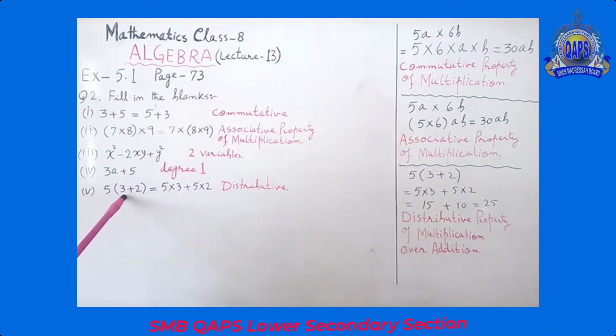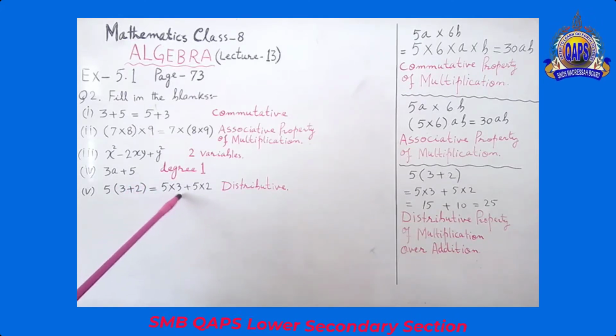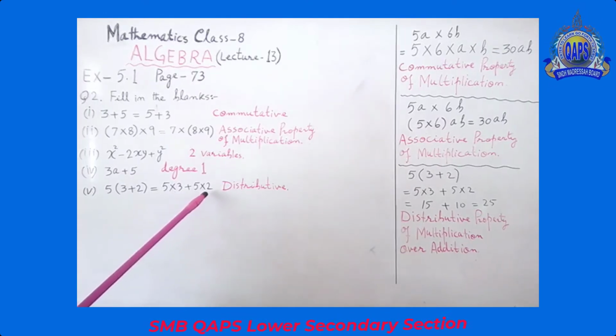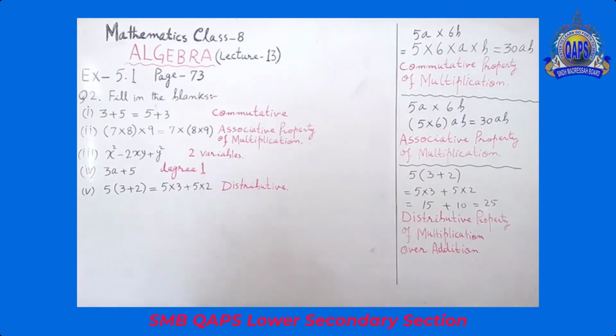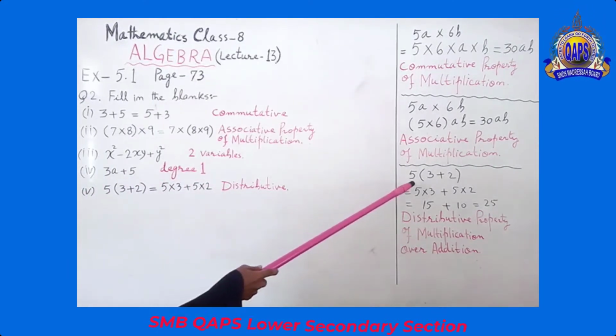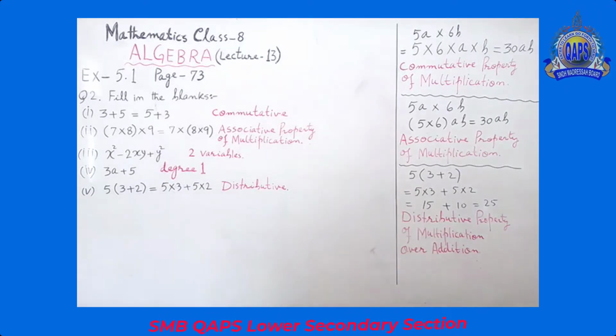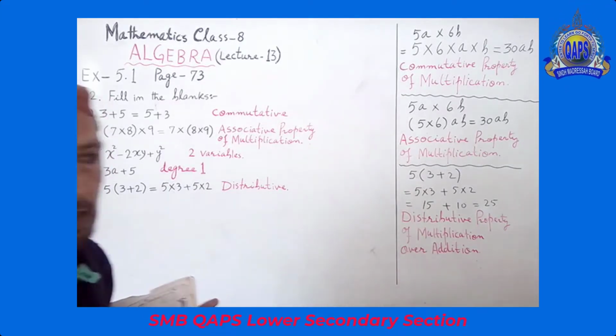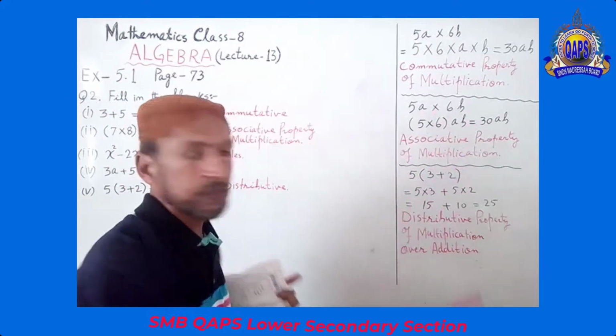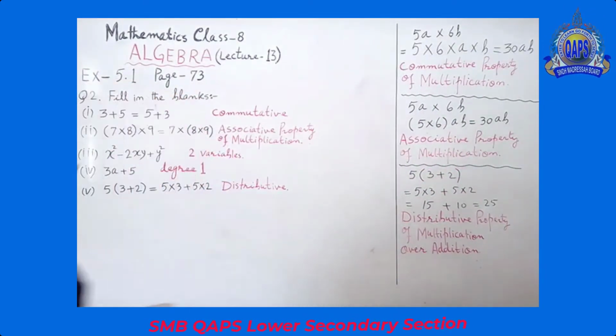5 parenthesis 3 plus 2 parenthesis is equal to 5 into 3 plus 5 into 2. The expressions in this form, they are called distributive. Have a look over here. Because these are the explanations which you are doing over here. Understand what I am saying?